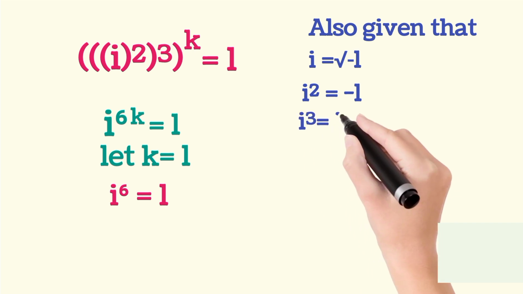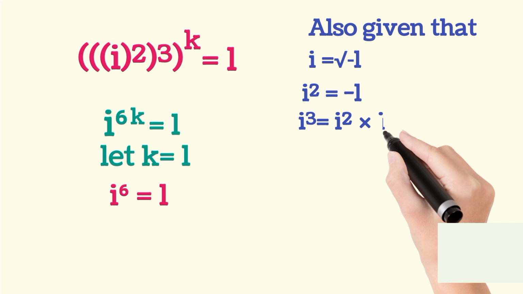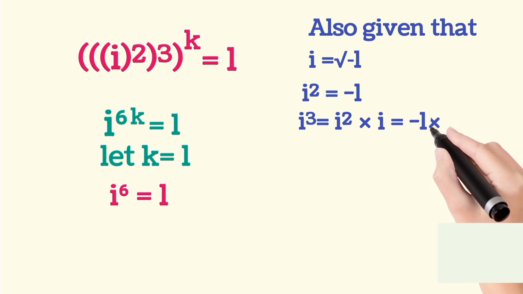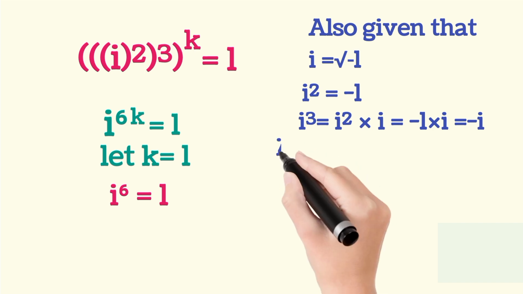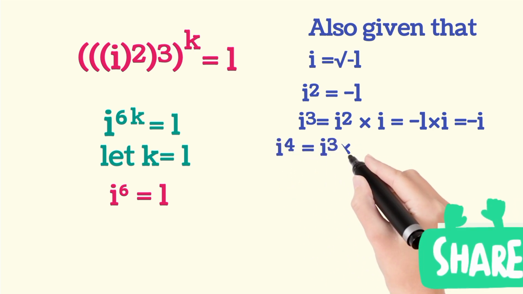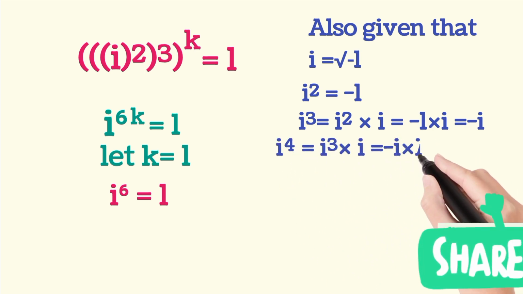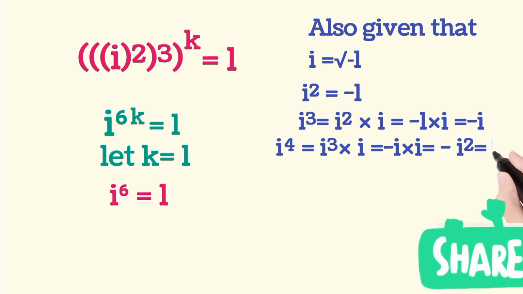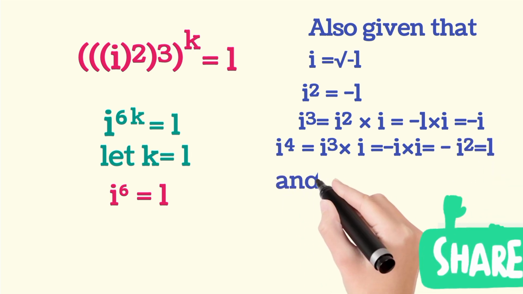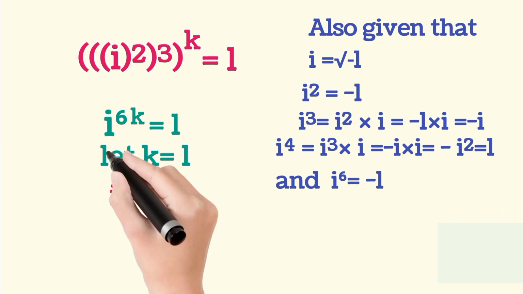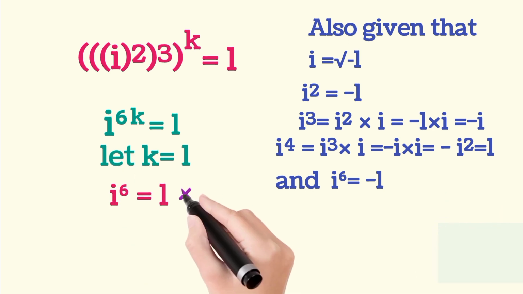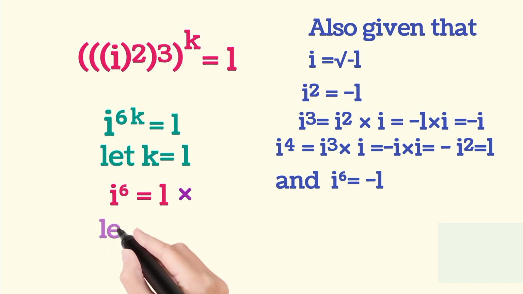i cube is equal to i square into i, that is minus 1 into i, which is minus i. And i to the power 4 is equal to i cube into i, that is minus i into i, which is minus i square, and that is 1. And similarly i to the power 6 is equal to minus 1. But here we have i to the power 6 is equal to 1, so the condition doesn't satisfy.